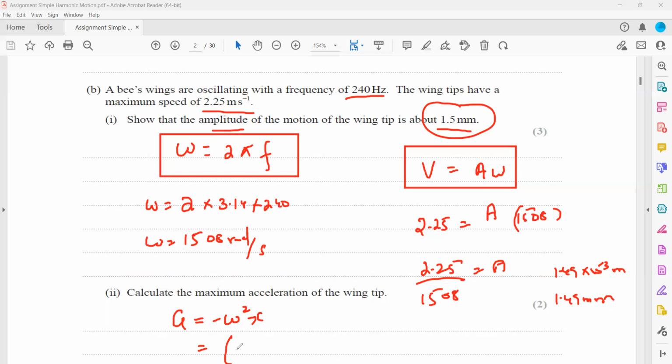So it will be omega, which we already worked out, 1508 squared, multiplied by the displacement. What is x here? x refers to the amplitude. So that is 1.49 times 10 to the power minus 3, because it should be in meters. So when we multiply, this will be 3,388 meters per second squared. That's the acceleration.